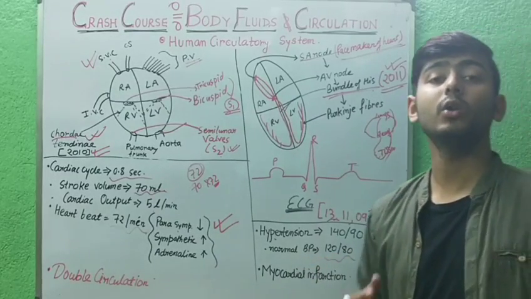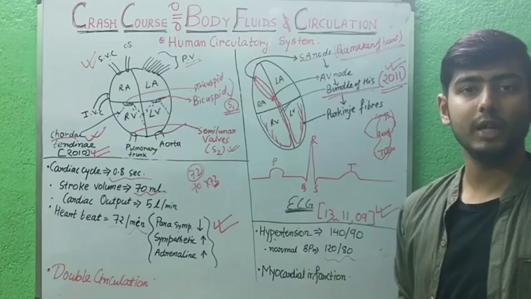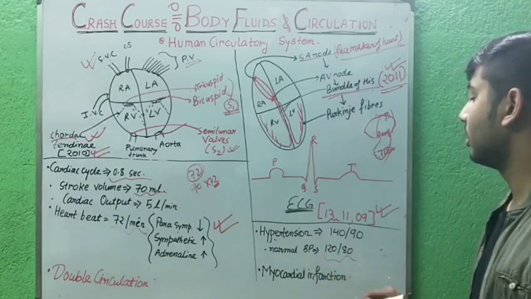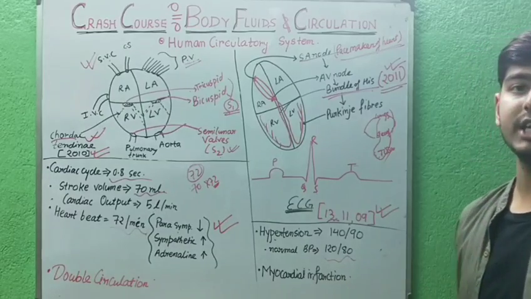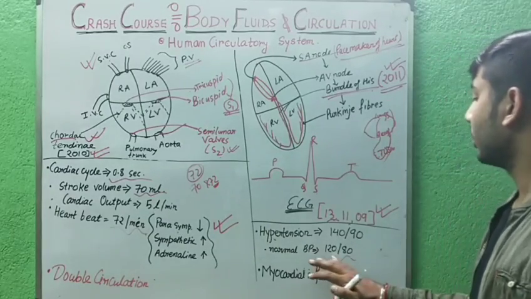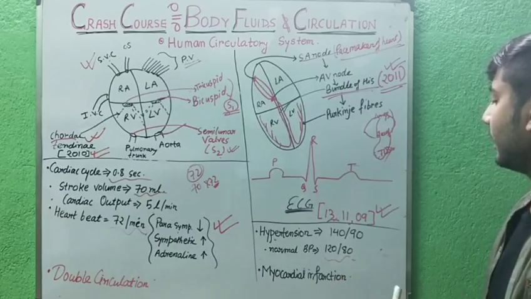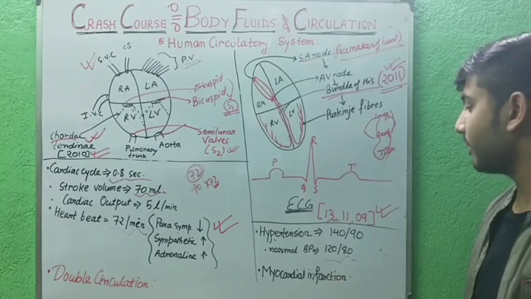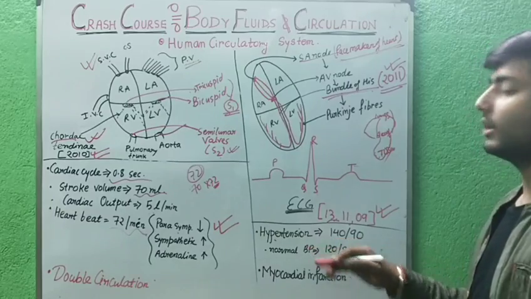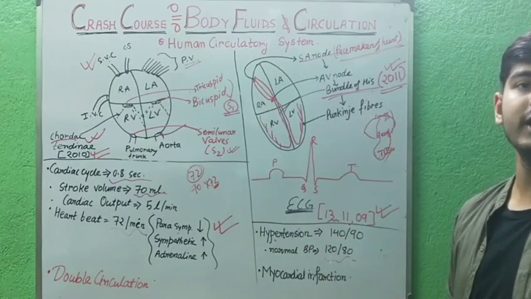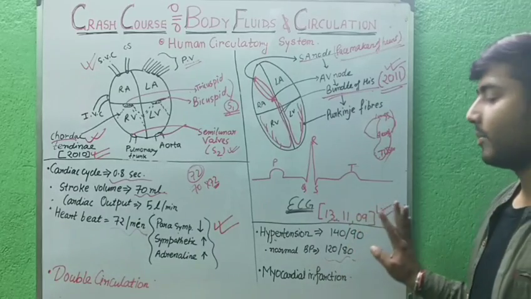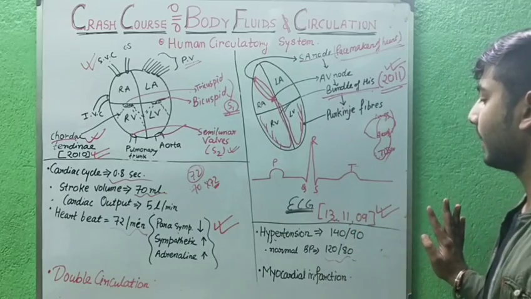Systolic means when heart contracts, then what is the blood pressure? When a heart relaxes, what is the blood pressure in diastole? Okay, systolic blood pressure is always the highest because it is a contraction of heart. So it is 120, while 80 mm Hg is a diastolic blood pressure. In hypertension, both increase. The standard value when we can say hypertension is 140/90 mm Hg. I hope this is clear for hypertension.